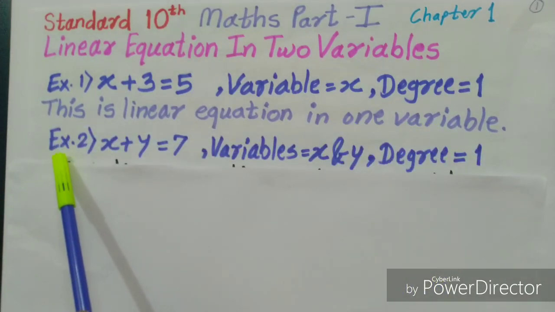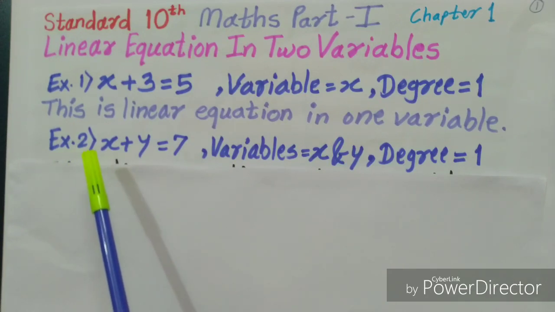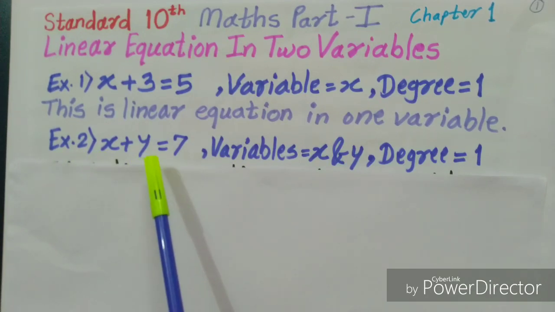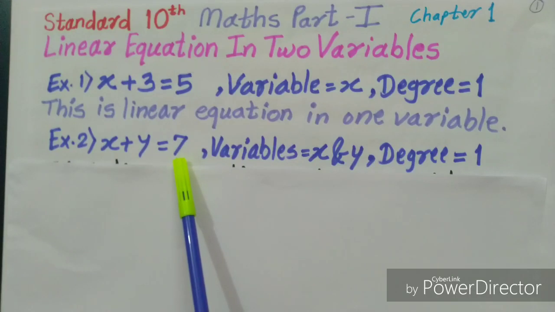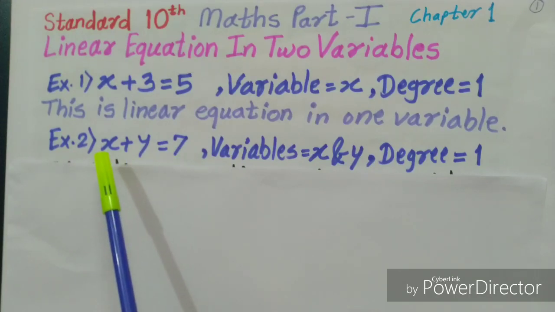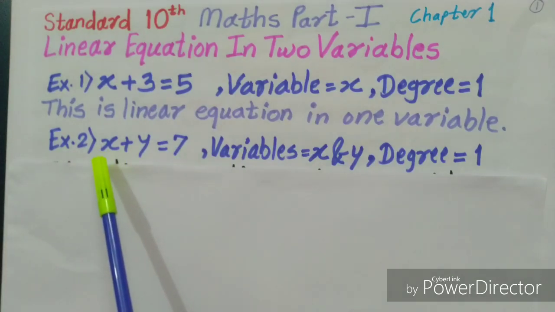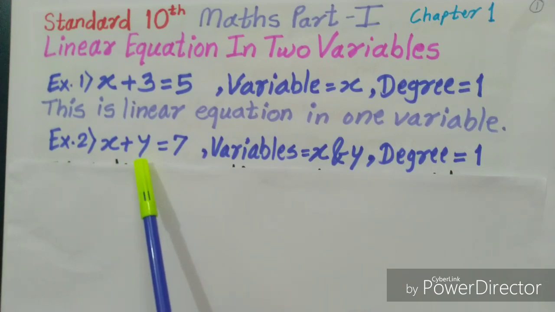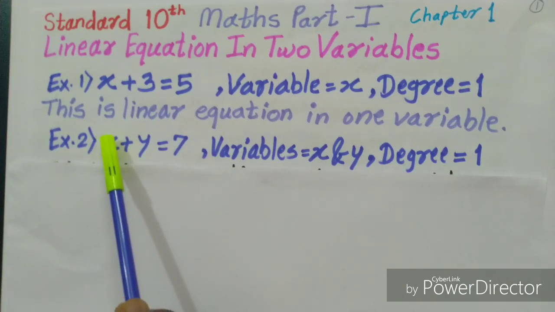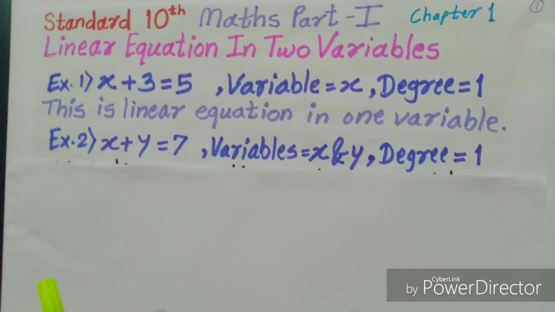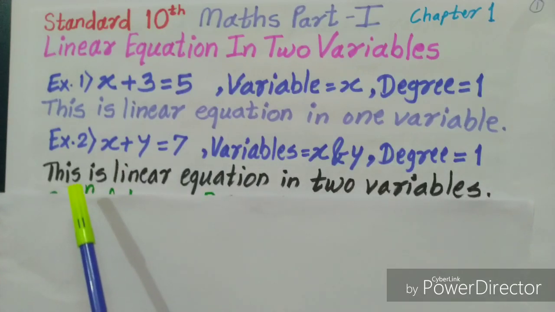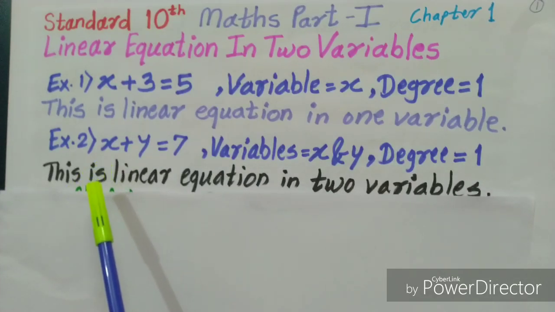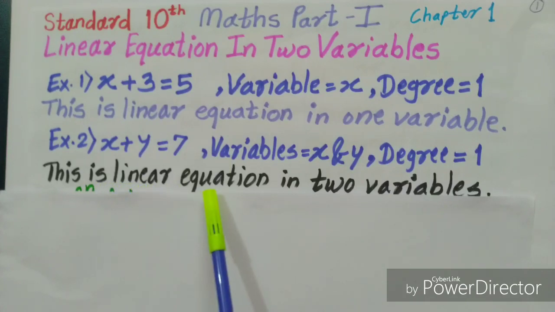Example 2: x plus y is equal to 7. Here x is one variable and y is another variable, and the degree of x is 1, the degree of y is 1. Therefore, this equation is a linear equation in two variables.